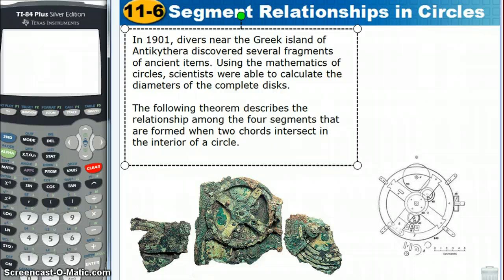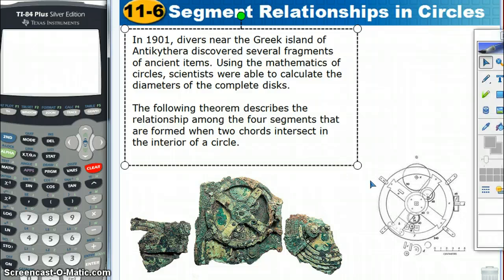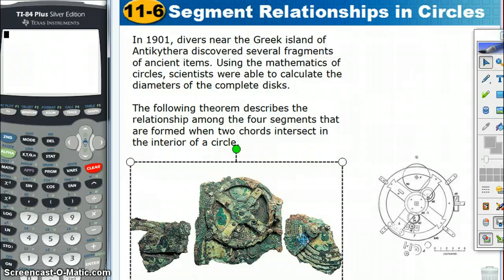So, we start out here with some trivia, I guess you'd call it, from 1901. Some divers were down at a Greek island, Antikythera, and they discovered these interesting artifacts. These artifacts here were what they picked up, and they used the theorem that we're going to talk about today to figure out how big the circle was that these were a part of.